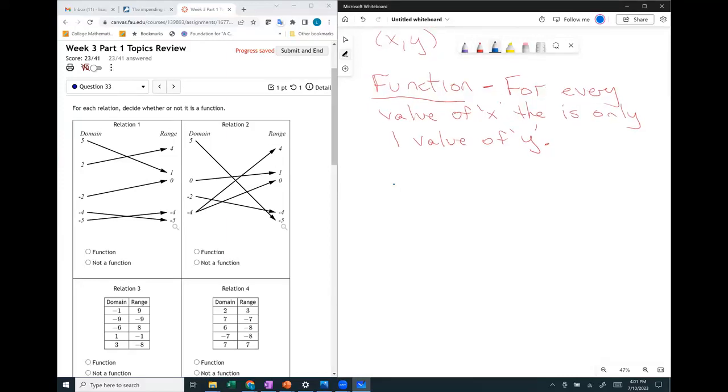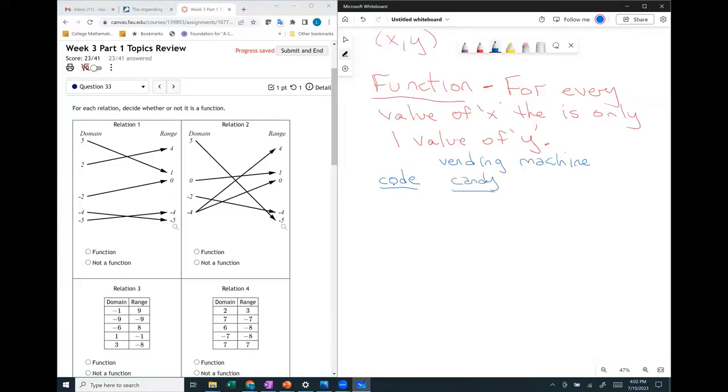Let's say I have, okay, I'm going to say this is my code. And we're going to talk about a vending machine. Vending machines are functions. Okay, I put in the code and I get out my, we'll call it candy. This is a candy vending machine.